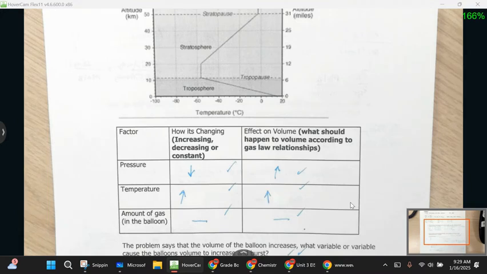We said that the amount of air particles hitting on the outside of the balloon is getting less and less. If there are fewer particles hitting on the balloon, what is that going to change about the balloon? It's what?